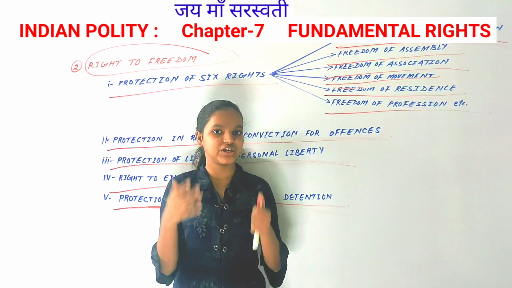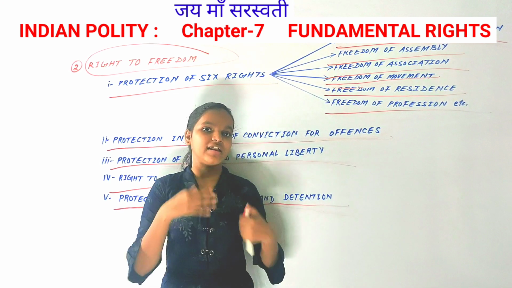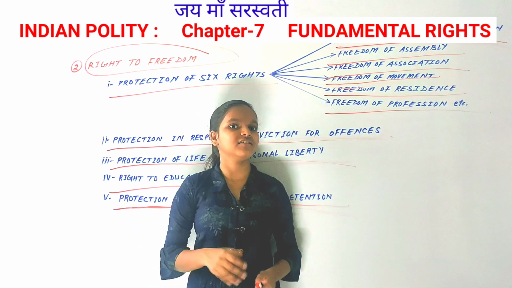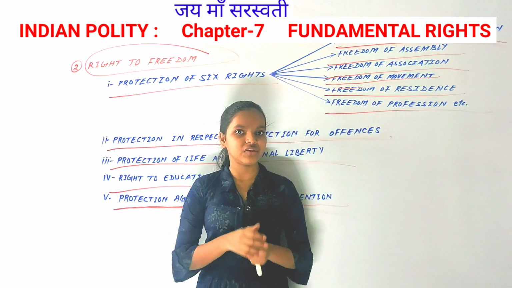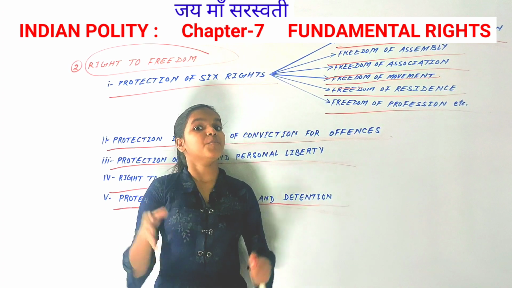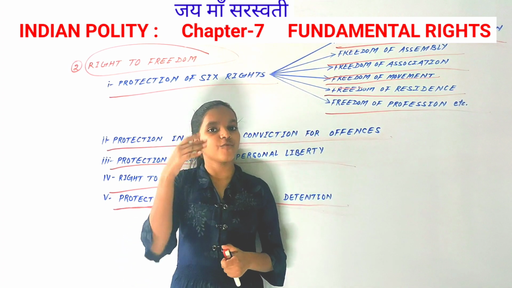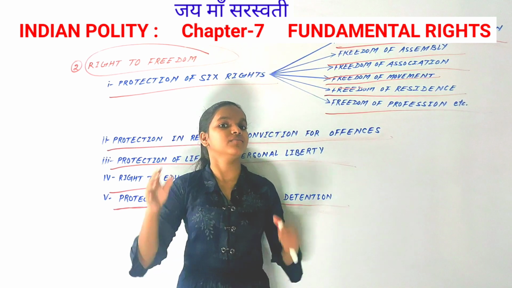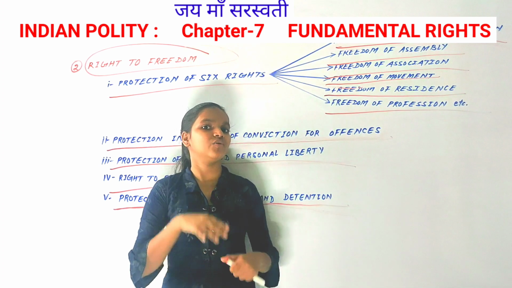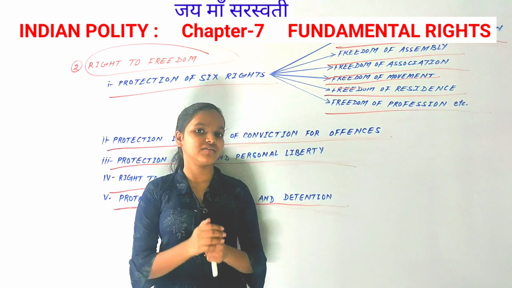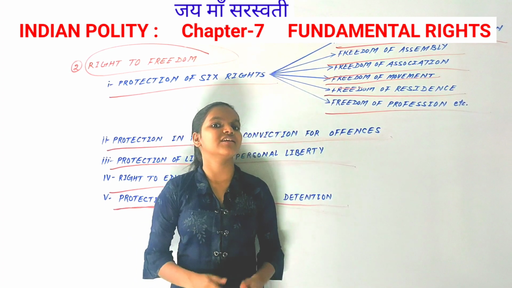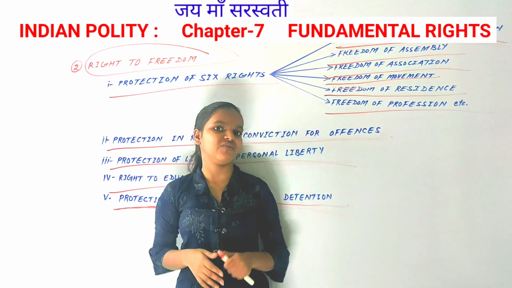Punitive detention is when a crime has been committed, a trial has been held, the person has been convicted, and after that you give him punishment. Preventive detention is when an offense has not been committed, but to prevent him from committing any offense in future, you give him detention. So there are two types, and Article 22 is divided into two parts. First is for ordinary laws and second is for preventive laws.